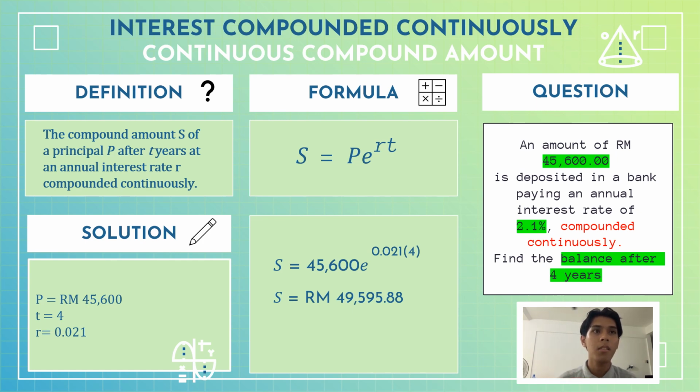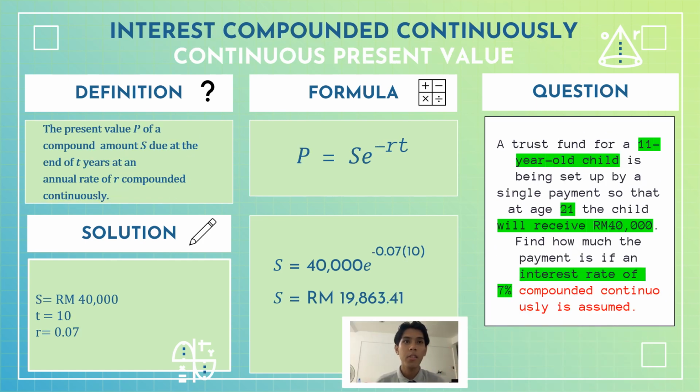The sample question is an amount of RM 45,600 is deposited in a bank paying an annual interest rate of 2.1% compounded continuously. Find the balance after 4 years. So the solution is the principal is 45,600, T is 4 years and the rate is 0.021. If we insert all of this information into the formula, we get the answer RM 49,595.88.